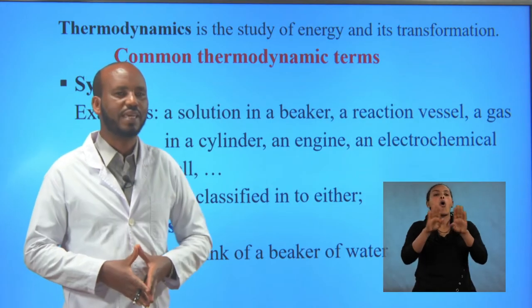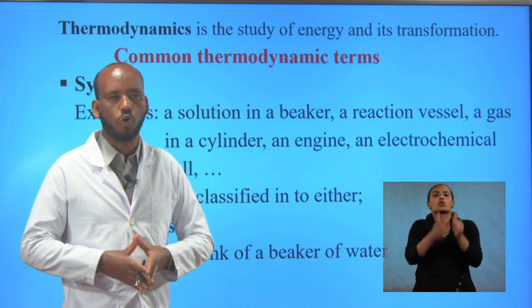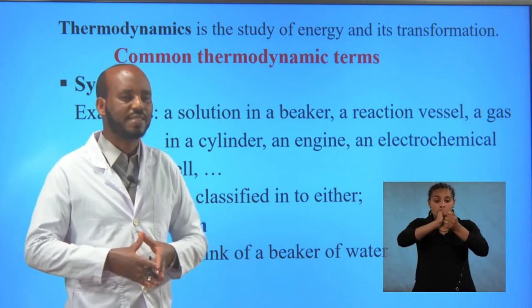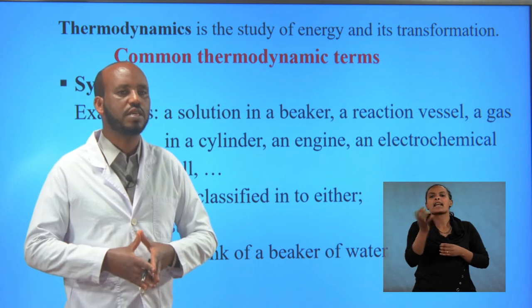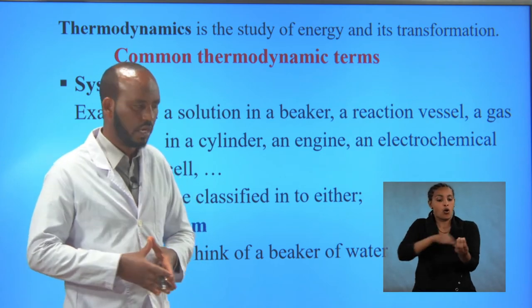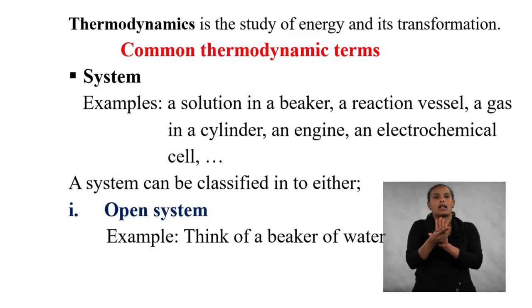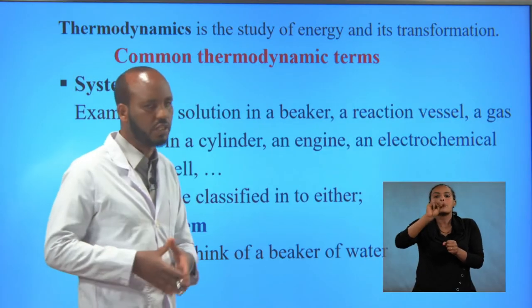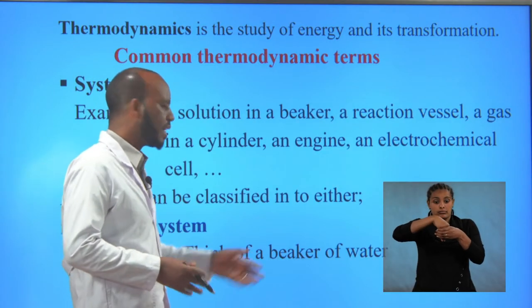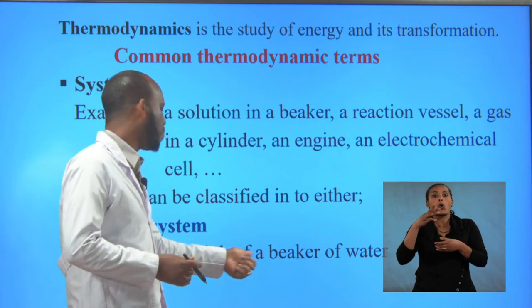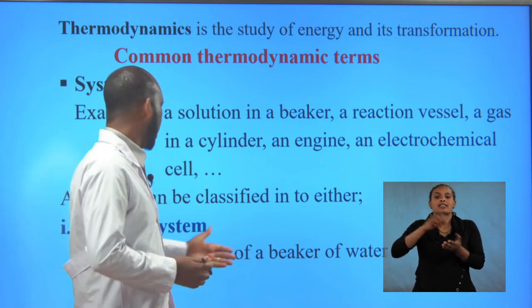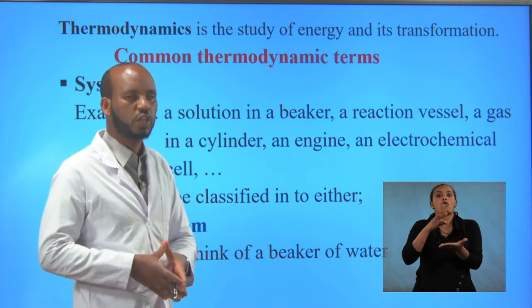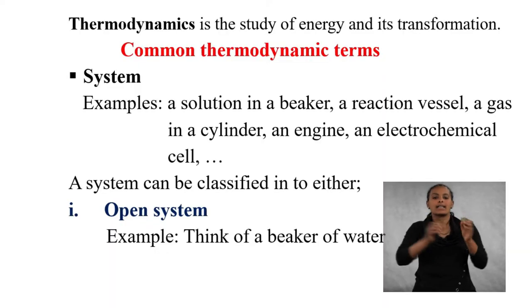Open system is a system which allows exchange of both matter and energy with the surroundings. For example, a beaker of water. This is an example of open system because matter can get in, matter can get out, water can evaporate. Therefore, a beaker of water is an example of open system.